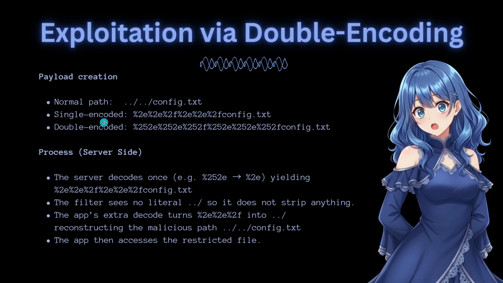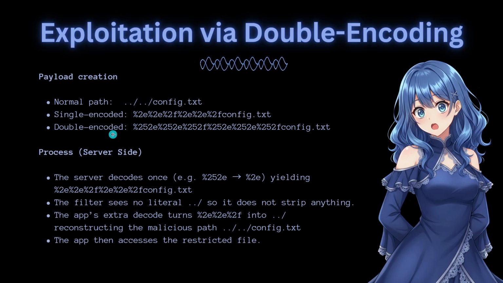Okay, so this is normally the path that we use. Then what is single encoding? Now, what happens is that the web application encodes the input so that the user is not able to access the directory. So this is encoded using a certain kind of format. This is called single encoding because it is happening just one time.